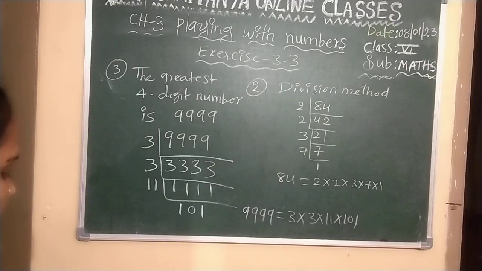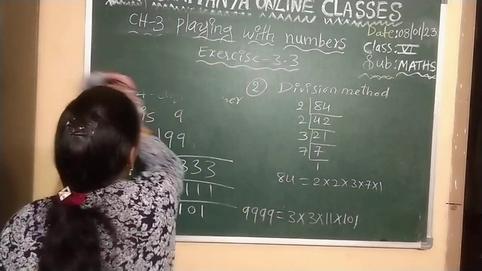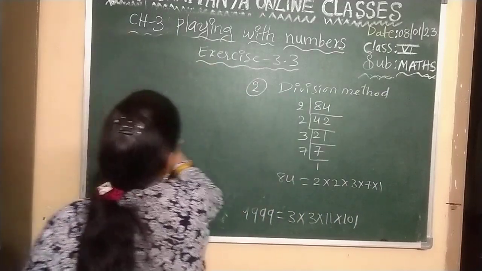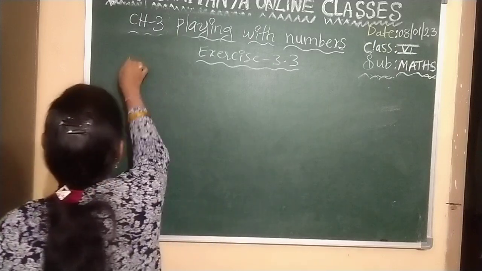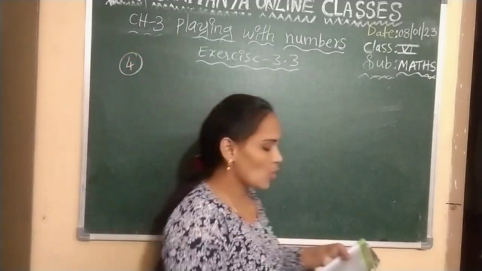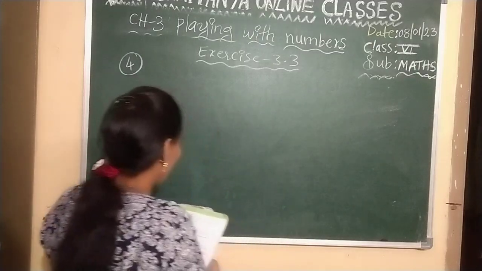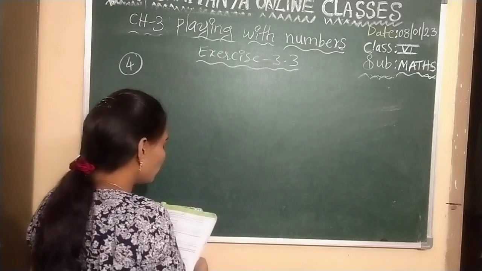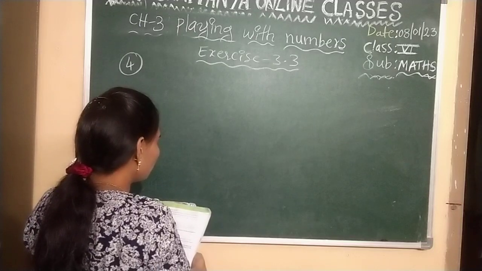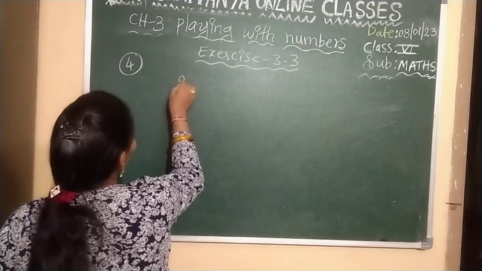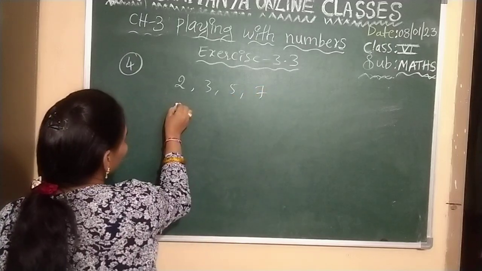Next is the fourth question: find the smallest number having four different prime factors. Can you find it? What is the smallest number which has four different prime factors? First take four different prime factors. I am taking 2, 3, 5, 7.